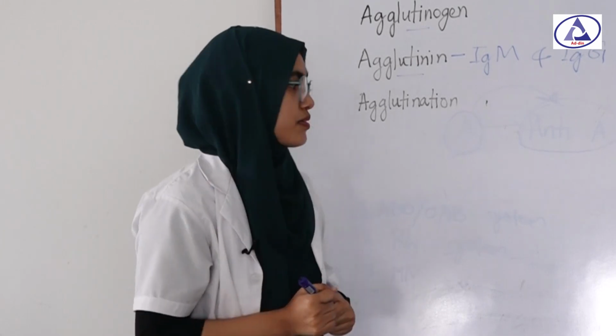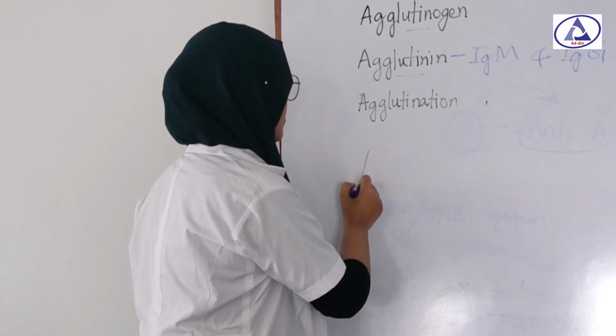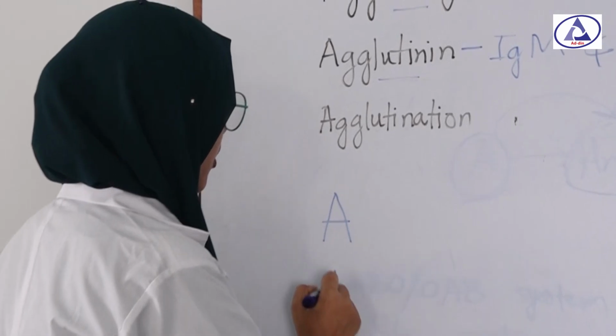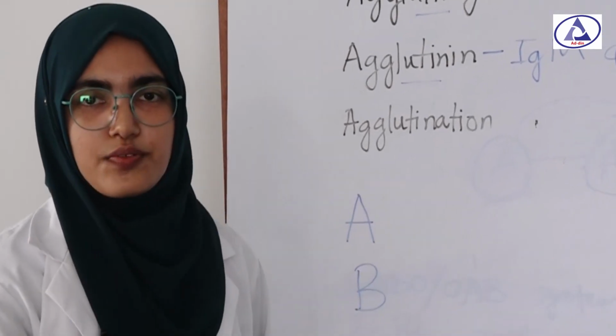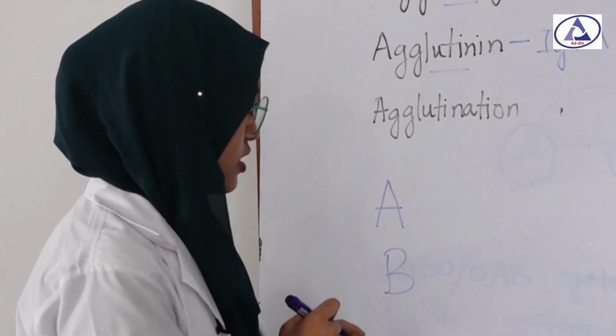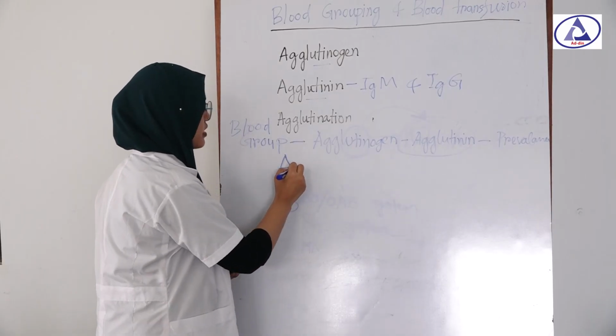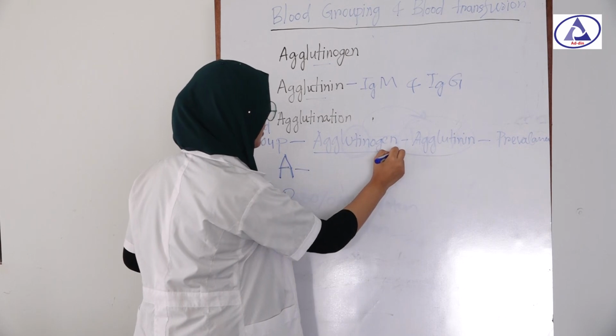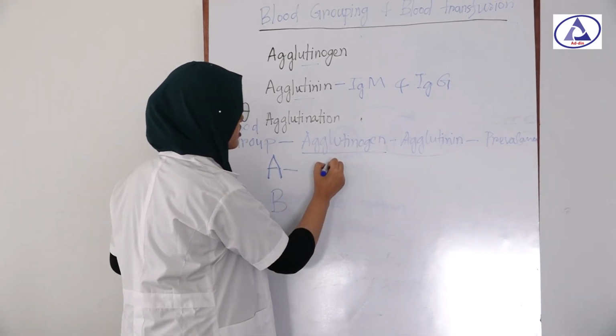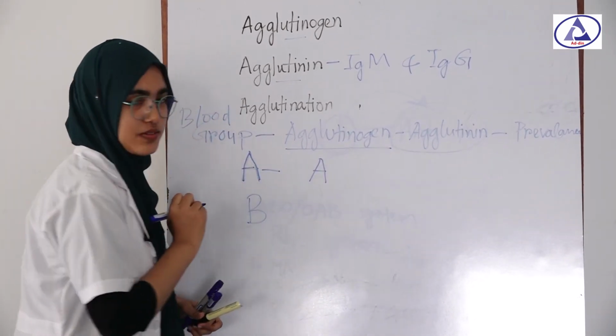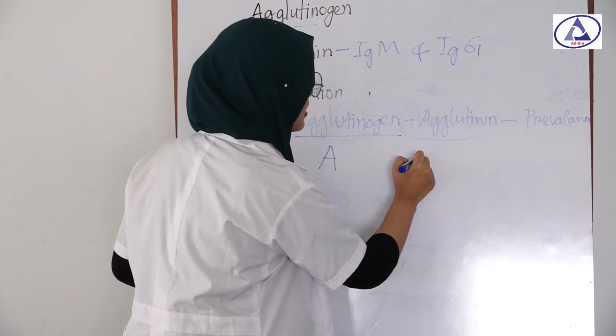How do we classify or type the ABO blood group system? We do it by the presence of A or B antigen on the surface of RBC. So let's say if the blood group is A, what will be its agglutinogen? Its agglutinogen will be A agglutinogen. And what will be the agglutinin?